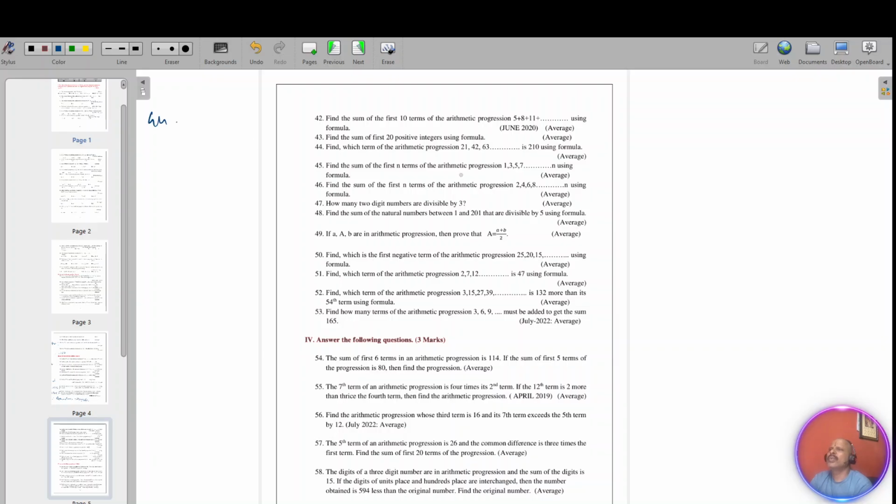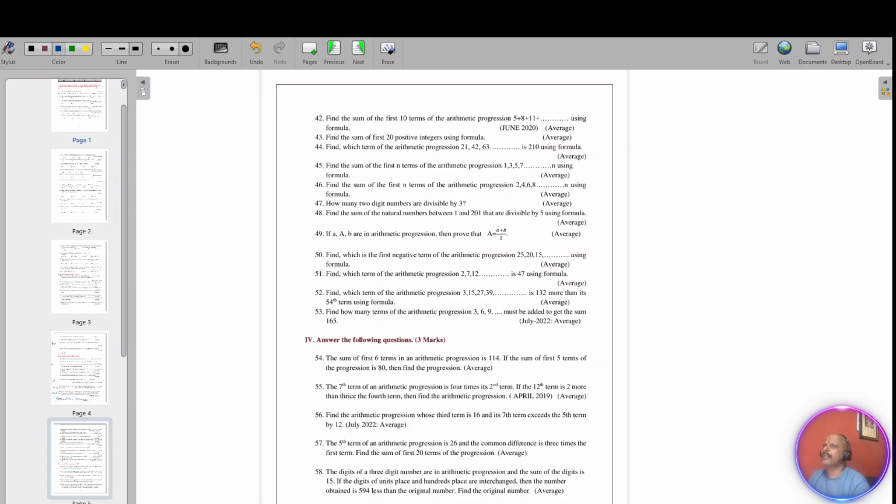44. Which term of this is 210? Means you have to find AN. Okay. Means A is 21. D is 42 minus 21, that is 21. AN is 210. N is what? Here you have to find N. You can find it using the AN formula. Okay. We'll see the next question. 45th. Find the sum of first 10 terms. Similar to the 10 terms, you get the value N here. Let's see. I'll solve that formula question.